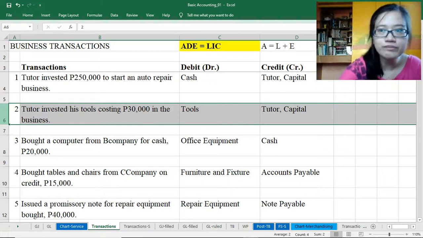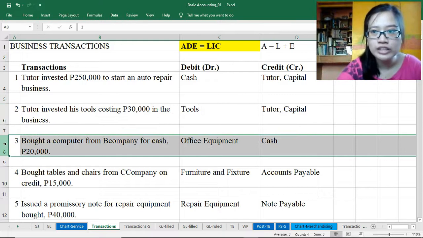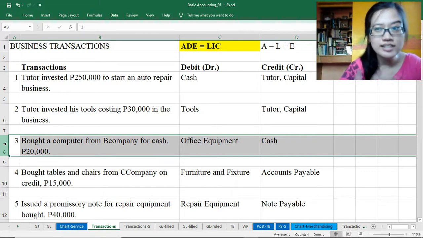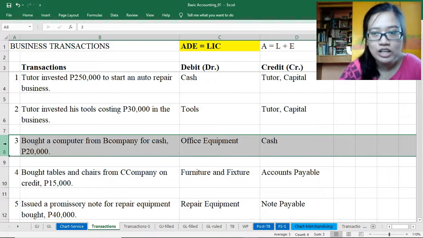Okay? At ang number 3, medyo tricky ng konti kasi bumili siya ng computer, bought a computer from B company for cash 20,000. Okay? So, di ba earlier nag-invest si tutor ng 250,000 in cash? Ngayon, itong cash na to, bumawas siya ng konti para pambili ng computer for 20,000. Okay? So, ang nangyari, nagkaroon siya ng asset, which is yung computer, and then nabawasan din yung asset niya kasi di ba yung cash, binawasan niya pambayad dito sa biniling computer.